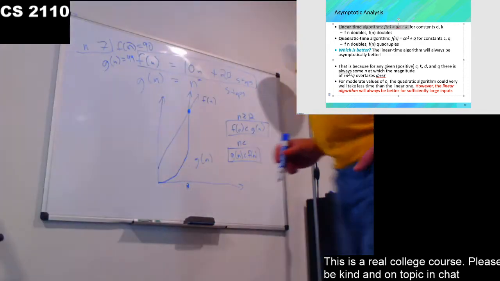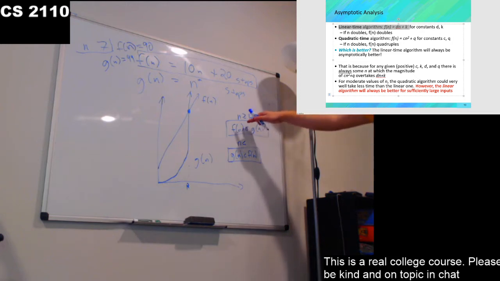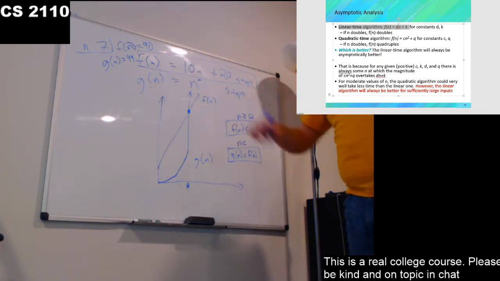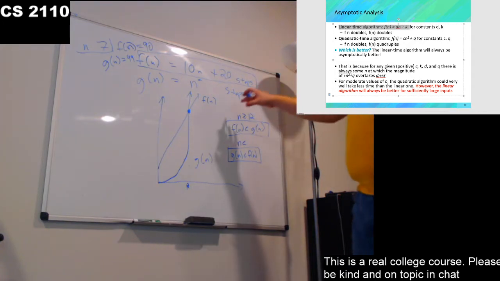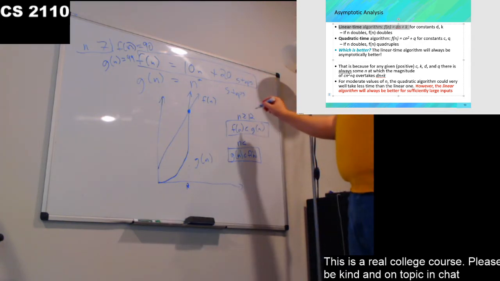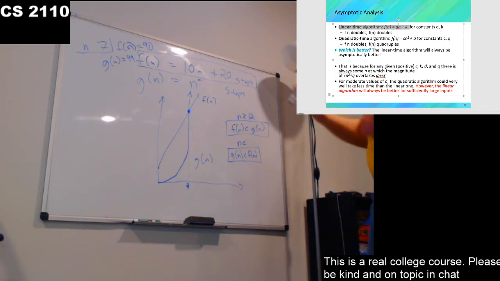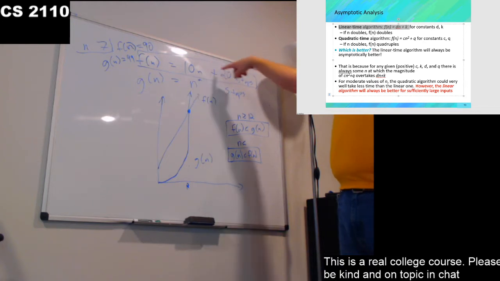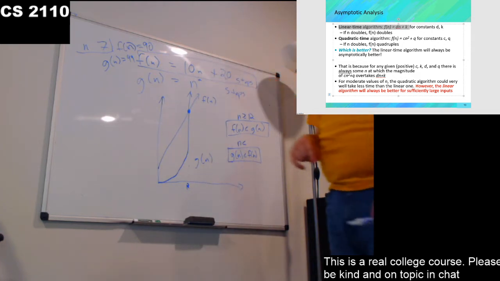But the point is, when n is greater than or equal to 12, plug in any number, f of n will be less than g of n. And in fact, the bigger n gets, the bigger this gap gets. So for example, if n were 1 million, well, 1 million squared is 1 trillion. Compare 1 trillion to 10 million and 20.